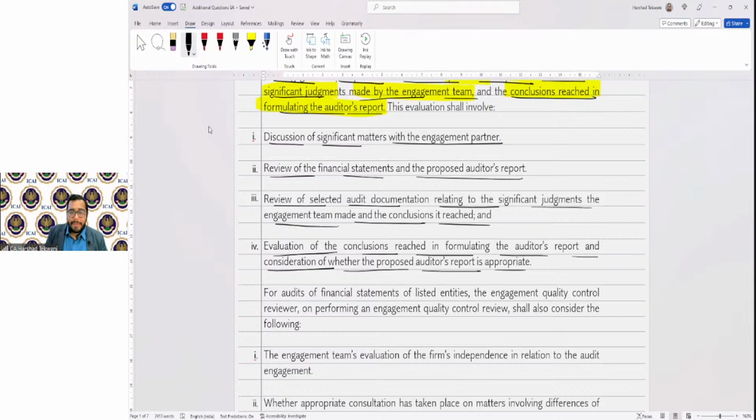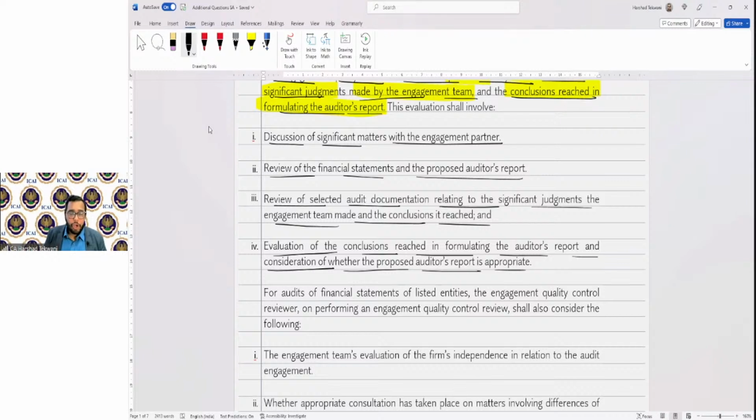Review of the financial statement and proposed auditor's report. Once the financial statements and the draft audit report are ready, we went to the engagement quality control reviewer. We submitted our draft report with all the working papers and the financial statements. He went through everything, came out with his queries, we replied to them, and we finally got his clearance also. And accordingly, all was done.